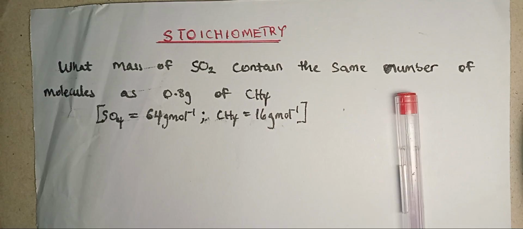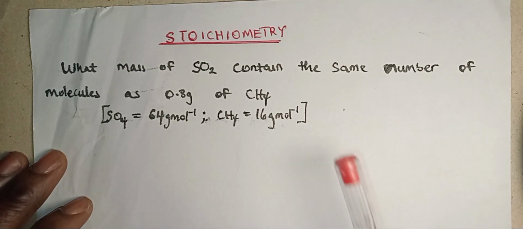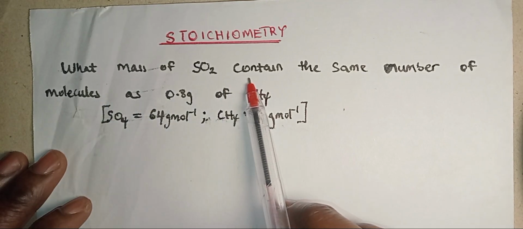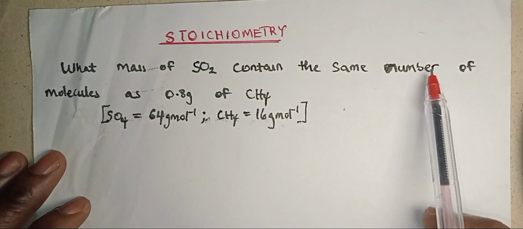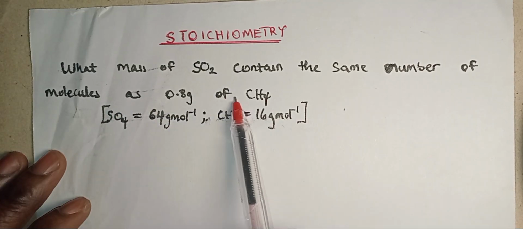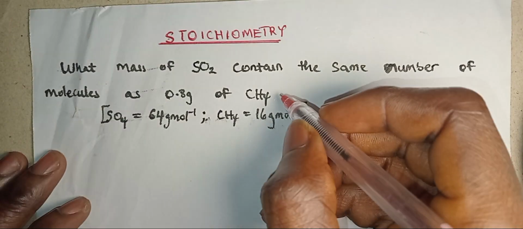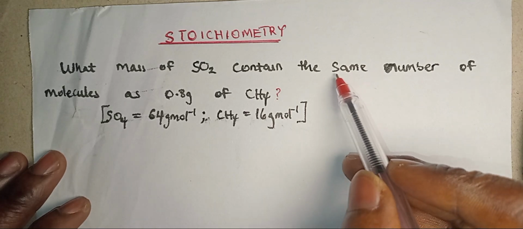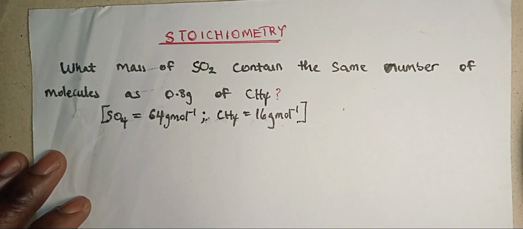In today's video, we are going to be looking at a question under stoichiometry. So we have a question here. The question goes like this: what mass of SO2 contains the same number of molecules as 0.8 gram of CH4? We are to find the mass of SO2 that contains the same number of molecules. This statement, number of molecules, is Avogadro's law.